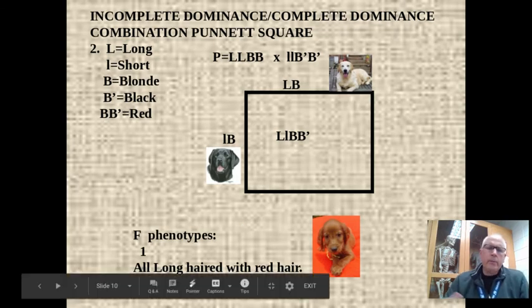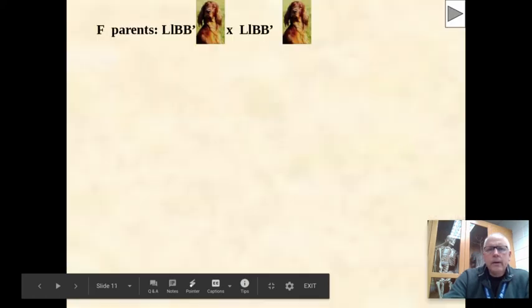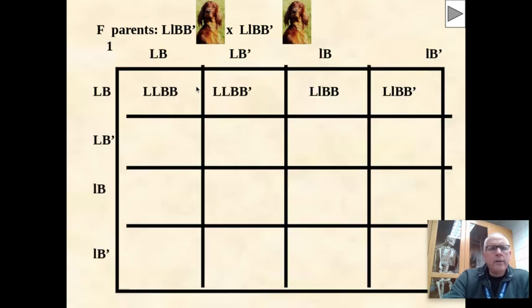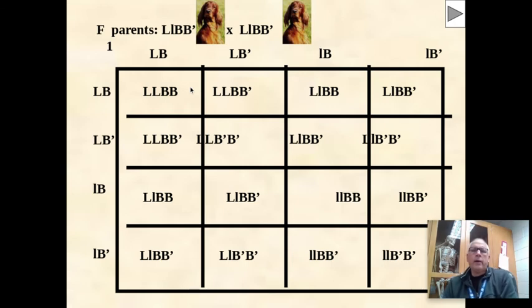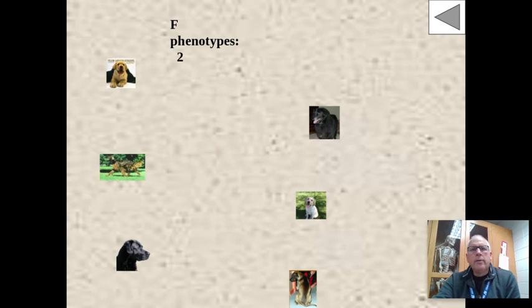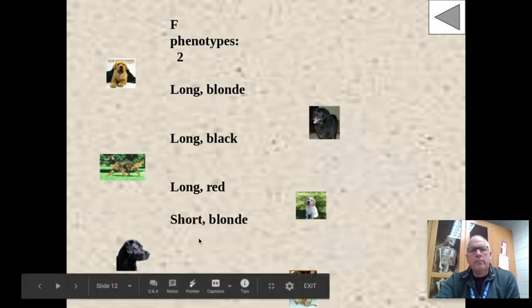Now, very similar to number 5, I'm going to cross two of these offspring together and get F2s. Big L, little l, big B, big B'. I get this huge Punnett square, but it's not going to be 9, 3, 3, 1 like we had with complete dominance. With that incomplete dominance thrown in there, I'm going to get 6 phenotypes. So I'm going to get long with blonde hair, long with black hair, long with red hair, short with blonde, short with black, and short with red.